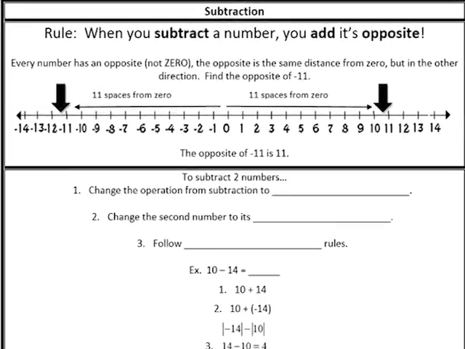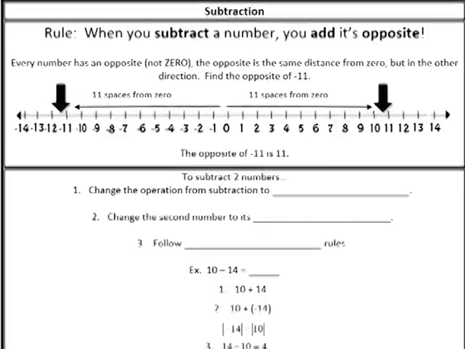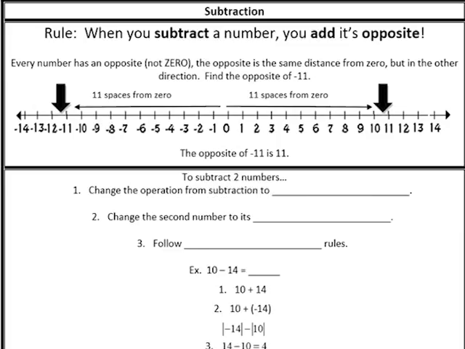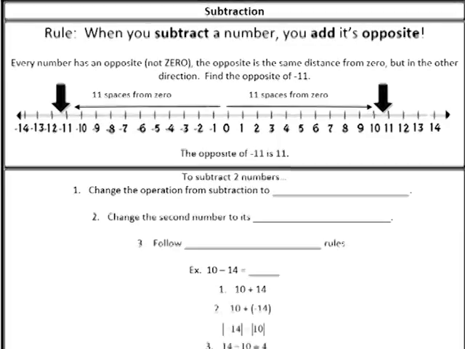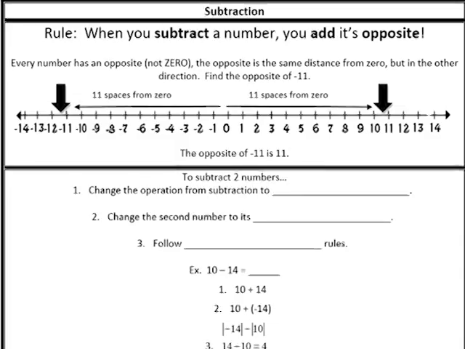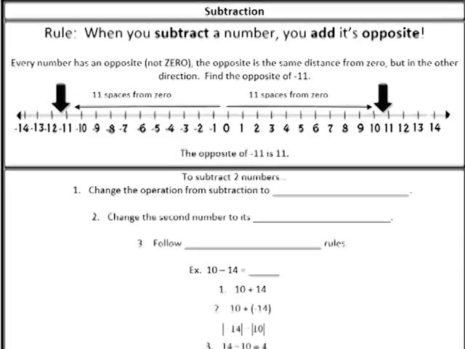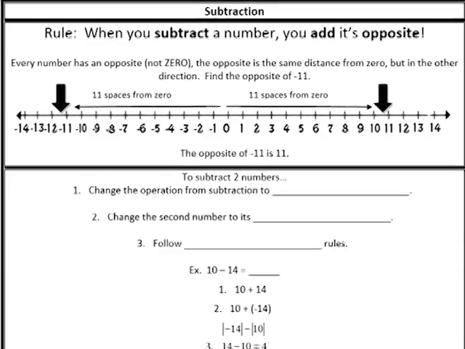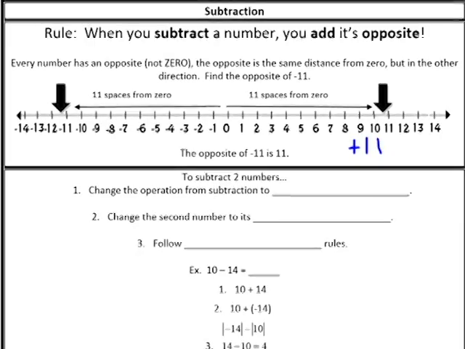Subtraction. When you subtract a number, you add its opposite. I mentioned this briefly in the problem of the day today. The opposite of negative 11 is positive 11. They are the exact same distance away from 0. So if I add it, so plus 11, I'm going to the right.